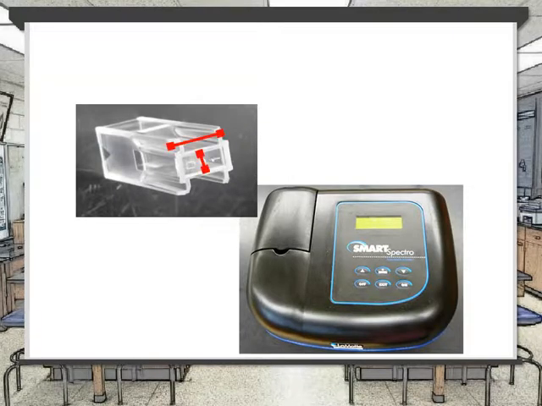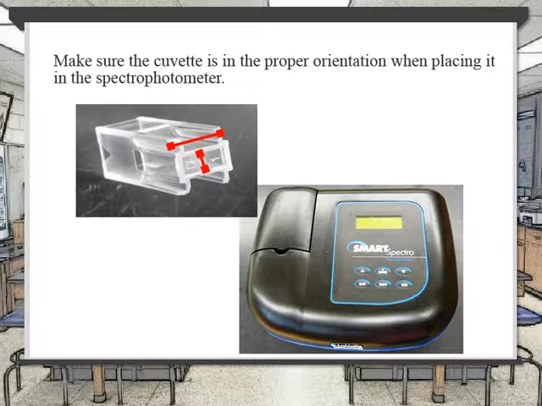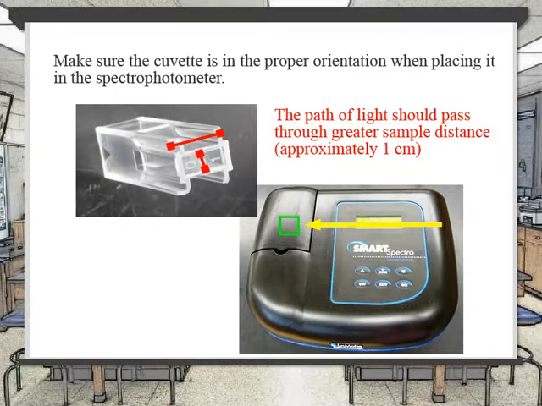It is very important that you make sure that the cuvette is in the proper orientation when you place it in the spectrophotometer. This is because this direction, or the way that it is oriented, will affect the reading that this instrument produces. If you look at the yellow arrow in this diagram, this shows the direction that the beam of light will be traveling in the spectrophotometer. The green box represents where the cuvette will be held. When the cuvette is placed in the machine, you want to make sure that the light is going to travel through the greatest distance of the cuvette.